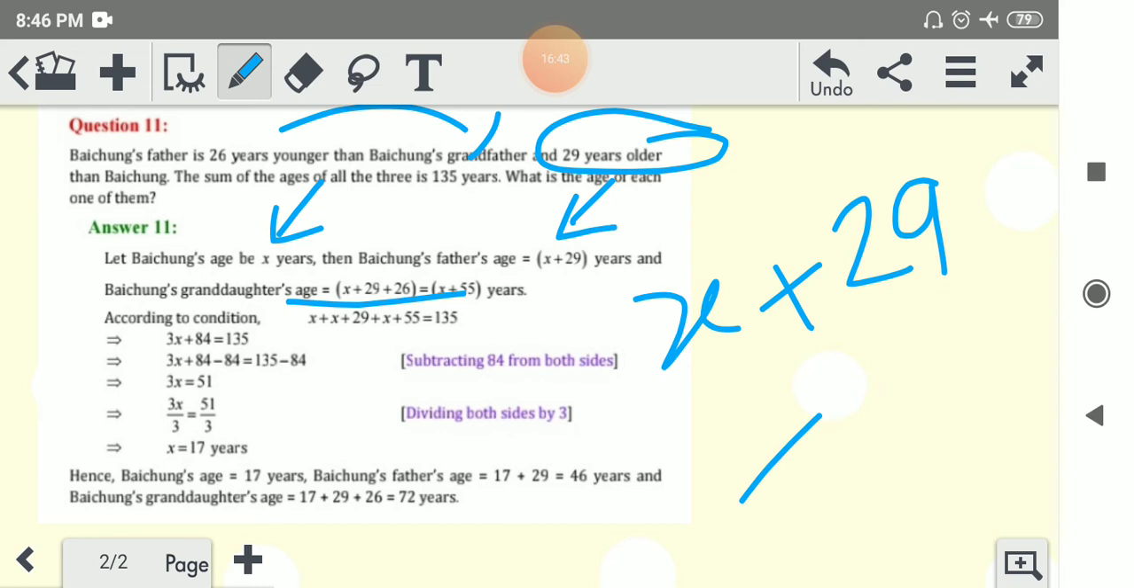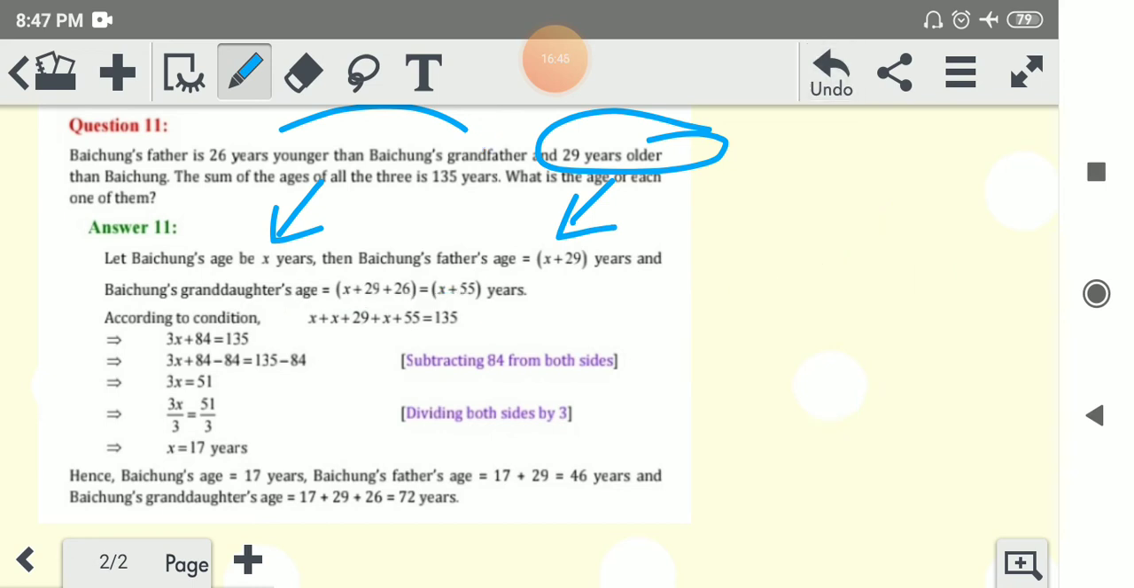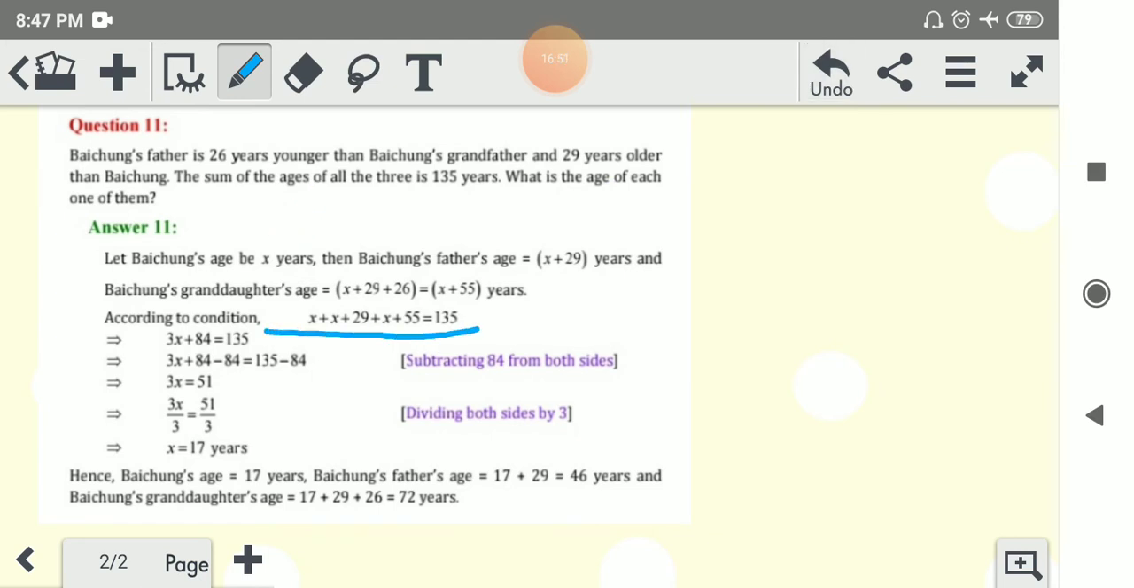Now according to the question, the sum of their ages is 135. So adding all ages and solving for x, we get the value of x is equal to 17. Now 17 is the age of Baicheng, and when we add 29, this becomes the age of the father, and when we add 26 again, this is the age of his grandfather.